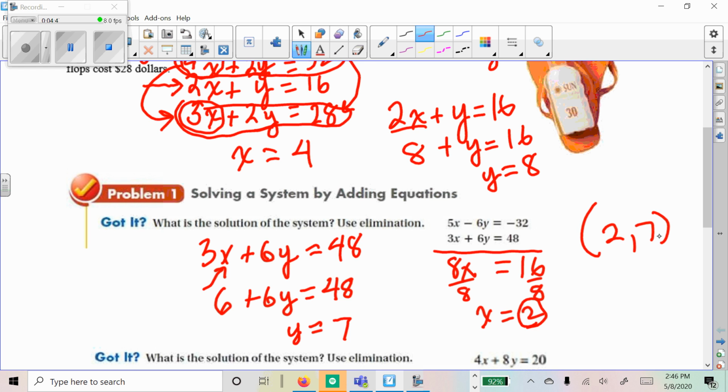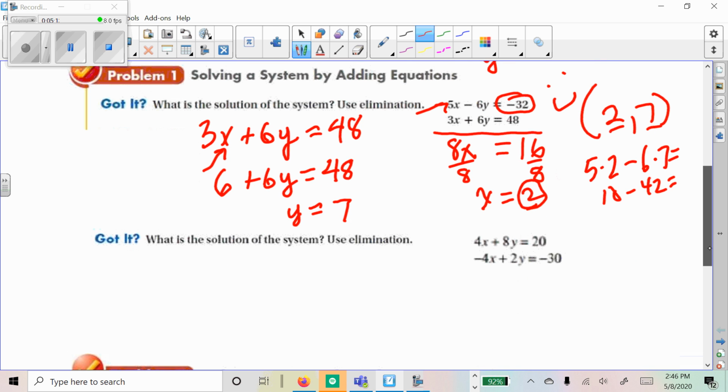Now I just want to do one last check and make sure those two numbers work in the top equation also. So I'm going to do 5 times 2 minus 6 times 7. And I hope that equals this number right here, negative 32. So that's 10 minus 42, which, yeah, is negative 32. So good. All right, why don't you try that?